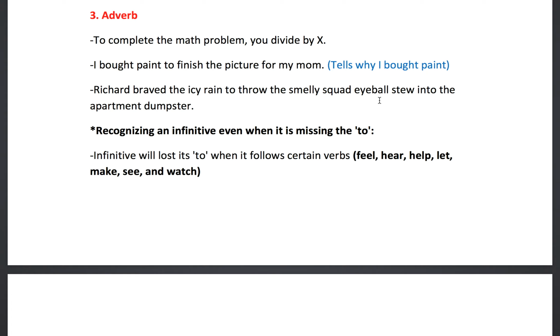It's easy, I think. Richard braved the icy rain to throw the smelly squat apple stew into the apartment dumpster. Here we have the to throw. Richard is the subject of the sentence. Braved is a verb. The icy rain is an object in that sentence. And to throw is an adverb because it's describing why he braved. So this is answering the why question and it's describing the verb braved in that sentence.